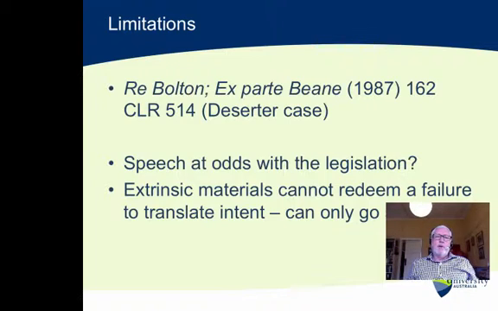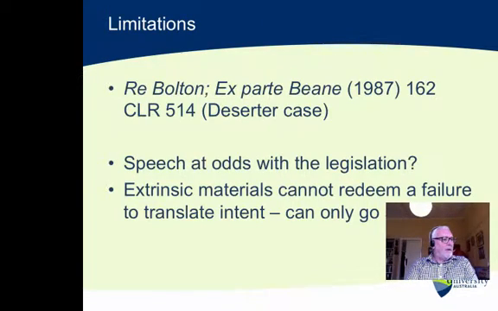One of the limitations is that if that speech is at odds with the legislation as it is subsequently enacted, then the extrinsic material can't redeem a failure to translate that intention. It can only go so far. So I think that's a really important point. In other words, you can't use the extrinsic material to give a very unnatural meaning to the words. If the meaning is very clear from the legislation, then the extrinsic material can't cure that problem.